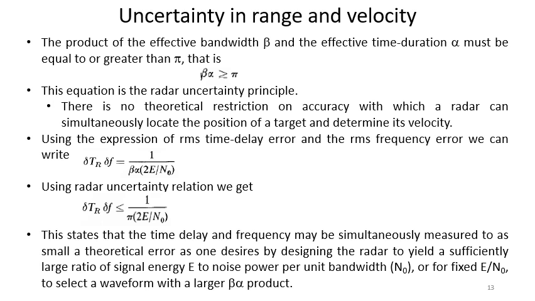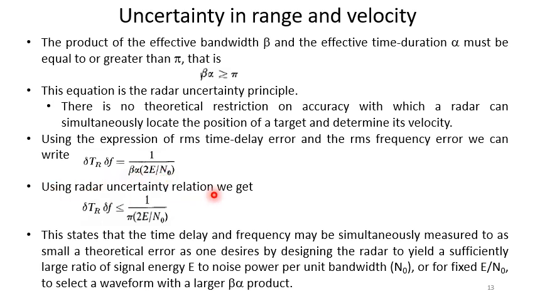Uncertainty in the range and velocity. The product of effective bandwidth beta and effective time duration alpha must be equal to or greater than pi. That means beta into alpha is greater than or equal to pi. So this equation is the radar uncertainty principle. So there is no theoretical restriction on the accuracy with which a radar can simultaneously locate the position of a target and determine its velocity. Using the expressions of RMS delay error and RMS frequency error that we have already discussed, we can write delta TR delta F equal to 1 by beta alpha into 2E by N0.